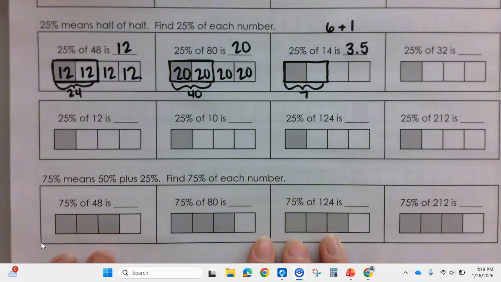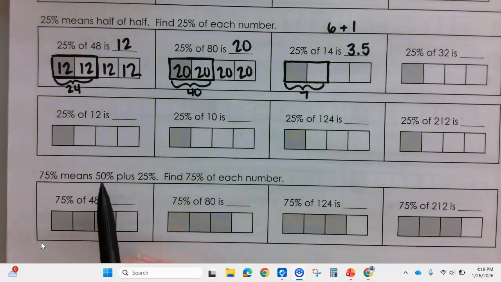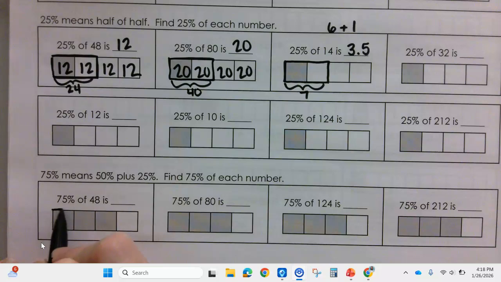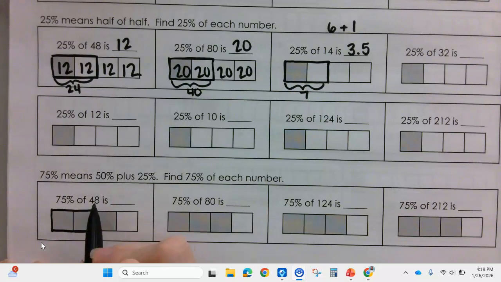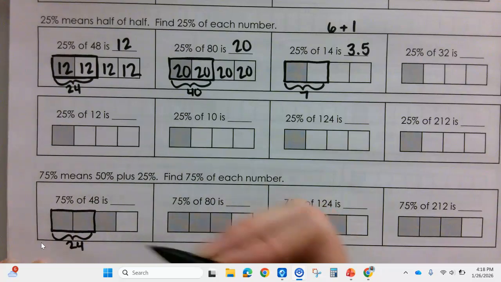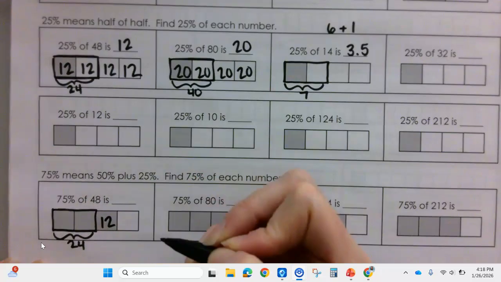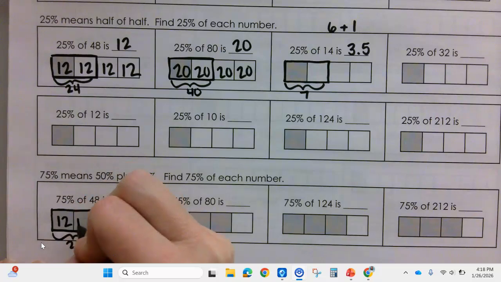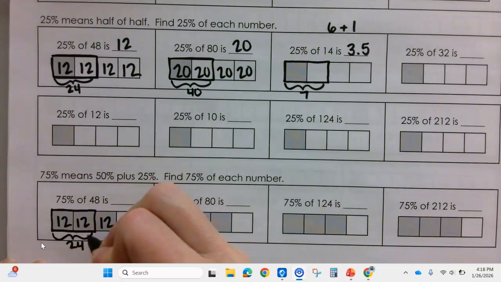On the bottom, it says 75% means 50% plus 25%. So we could find 50% or half. Okay, so half of 48 would be 24. So this whole chunk is 24. Then half of that would be 12. So this piece is 12. These are also 12, and 12 plus 12 equals that 24.